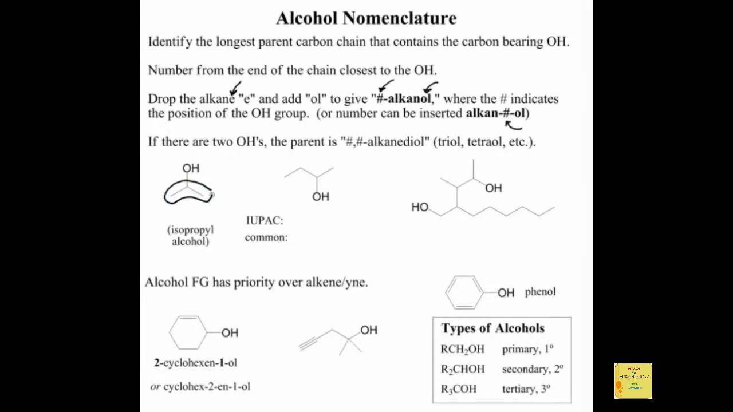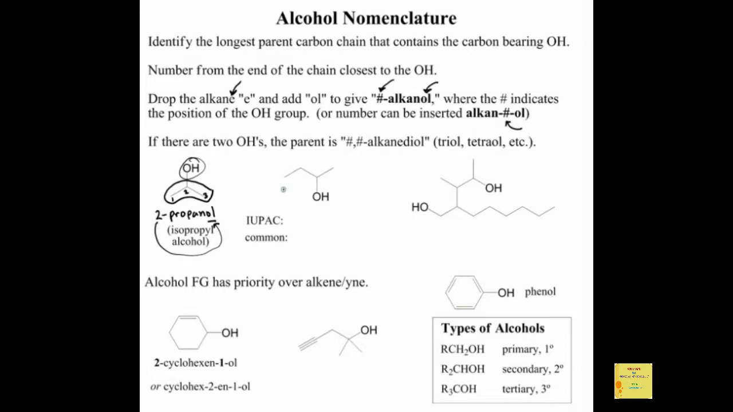So longest carbon chain containing the OH group. Okay, so the OH defines our parent. It doesn't matter in this case which way we number it because both of them would put the carbon bearing the OH as carbon 2. So we're going to call this 2, and instead of propane, it's propanol. So we dropped the E and we replaced it with an OL. And so the number 2 tells us where that hydroxyl group, that OH group, is.